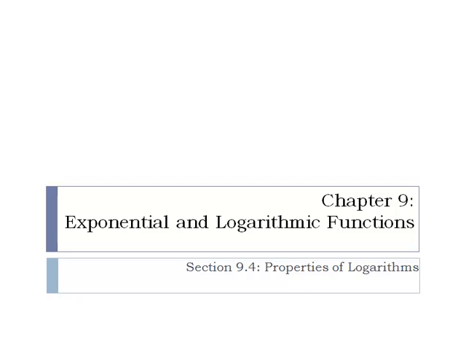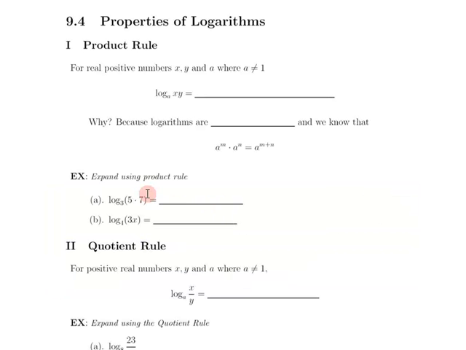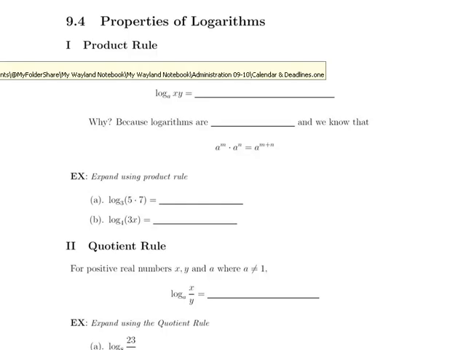Some of those properties, actually there's three of them. We're going to look at the product rule, the quotient rule, and the power rule, and use them to simplify logarithmic expressions, a key step in solving equations, which is what we'll be ready to look at after we've finished this section. The first property is called the product rule.